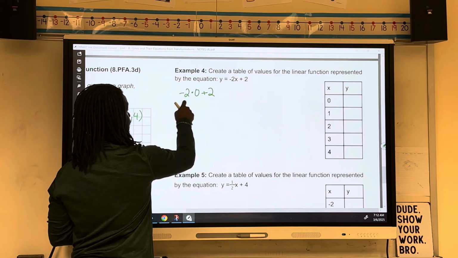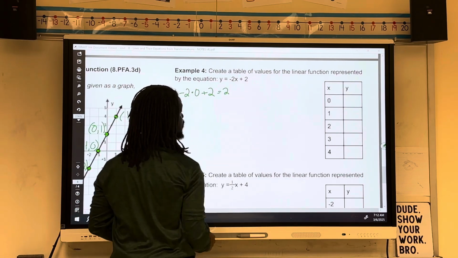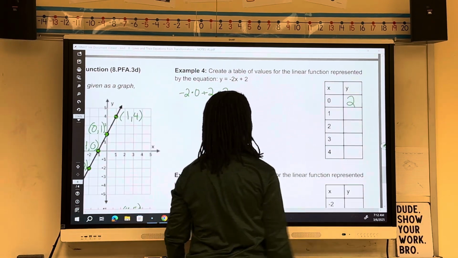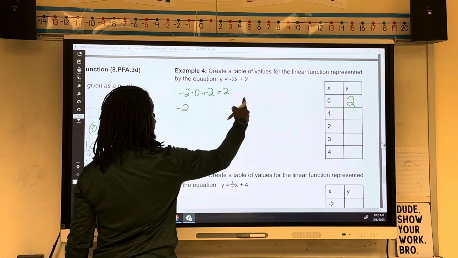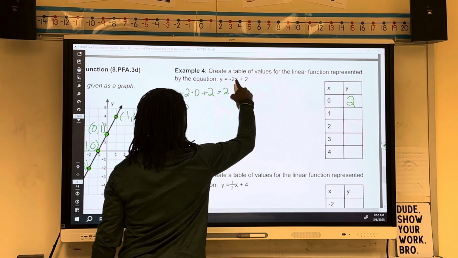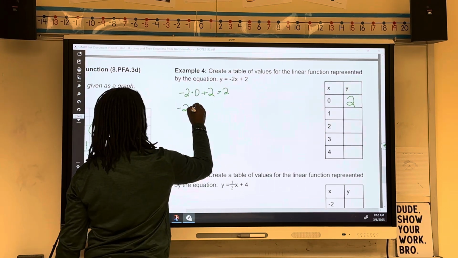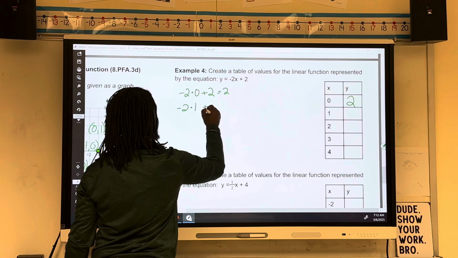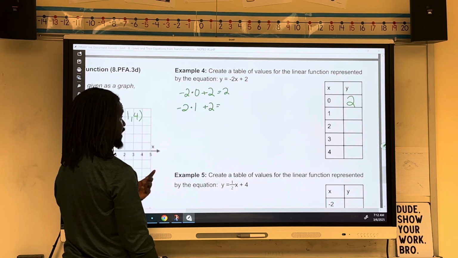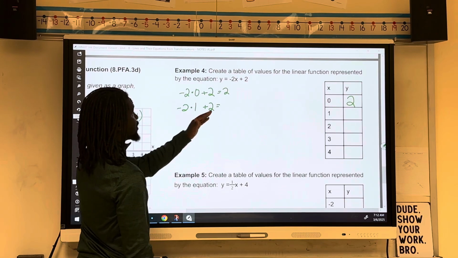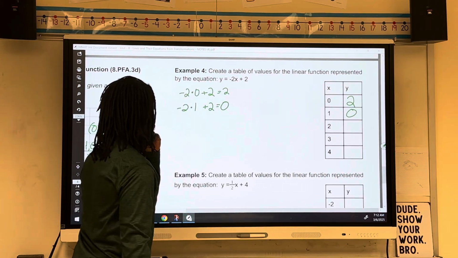So negative 2 times 0 is 0. 0 plus 2 is going to give me 2. So my y then would be 2. Then I'm going to do negative 2 times 1. So I'm putting each of these values in for the x. So times 1 and then plus 2. Negative 2 times 1 is going to give me negative 2. Negative 2 plus 2 is going to give me 0. So my answer is 0 there.